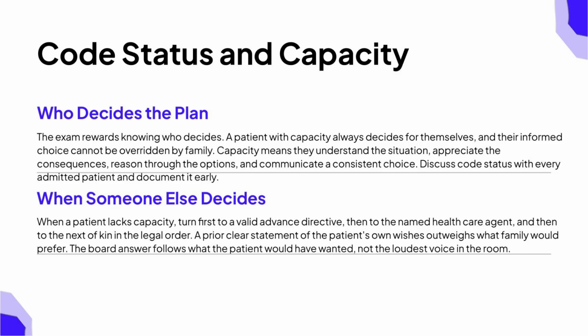Now, when the patient cannot decide, turn first to a valid advance directive, then to the named healthcare agent, and then to the next of kin in the legal order. A clear prior statement of the patient's own wishes outweighs what the family would prefer. The board answer always follows what the patient would have wanted, not the loudest voice in the room.